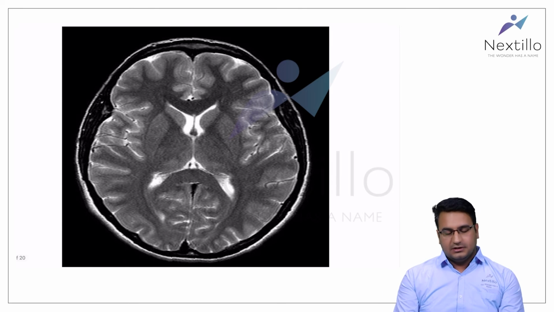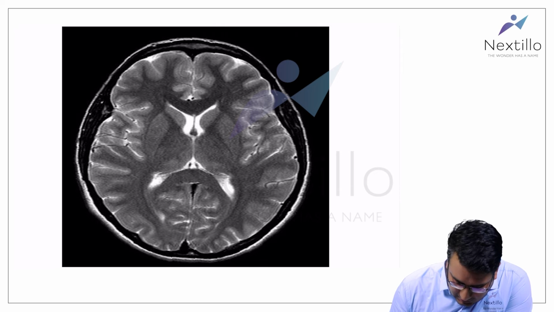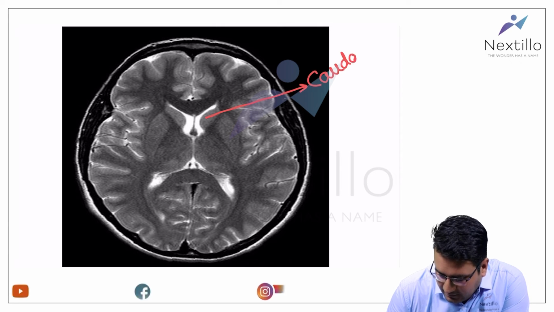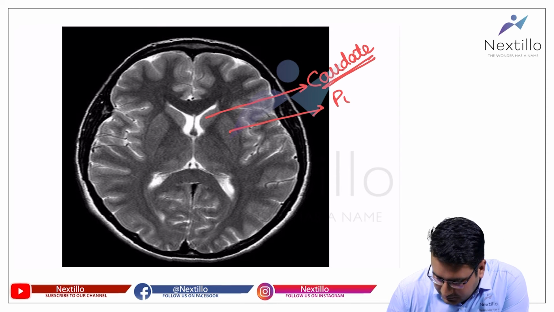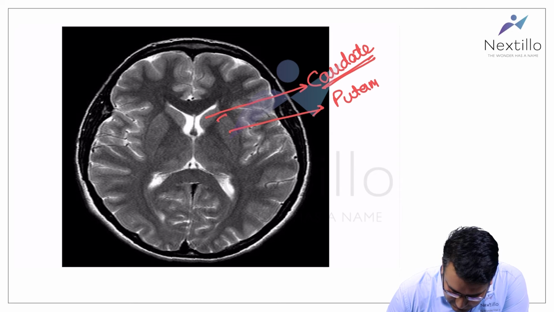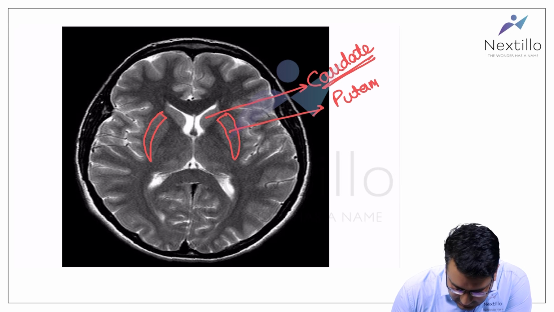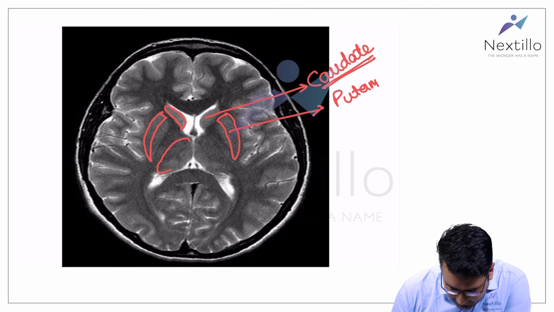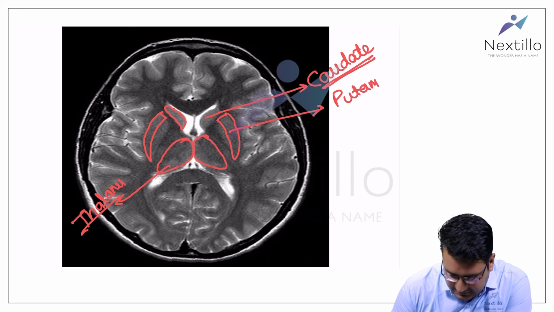Let's move on to the axial image. This is an axial tilted image. Now look, this part which we had asked earlier, this is caudate. This is putamen. This part is head of caudate. Now, what is this? This is thalamus. Both of these are thalamus.